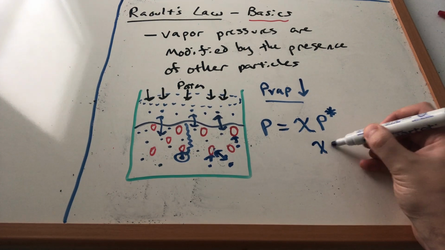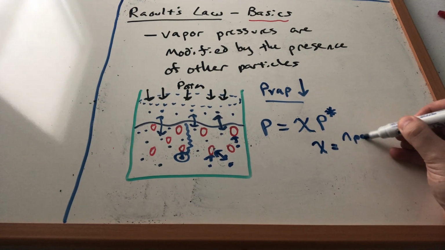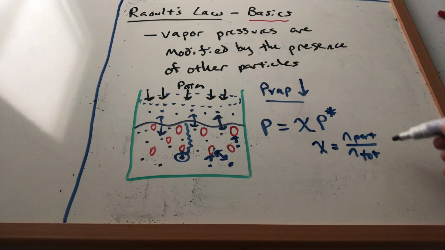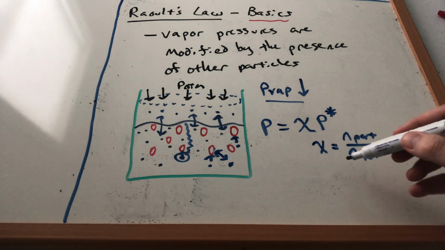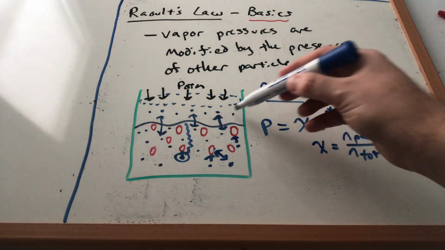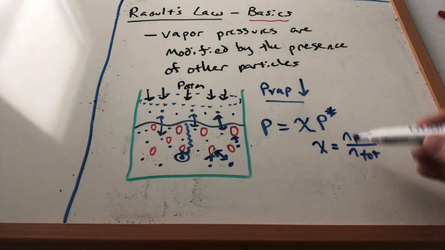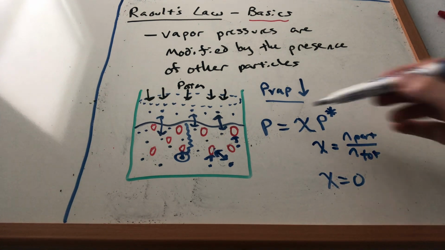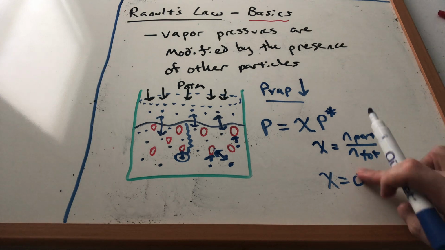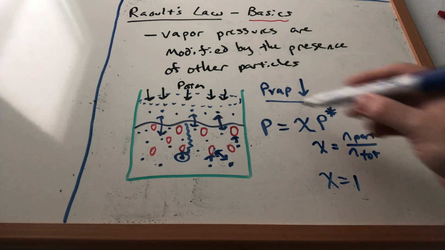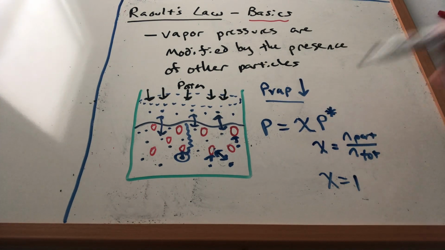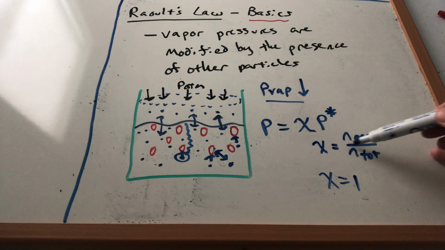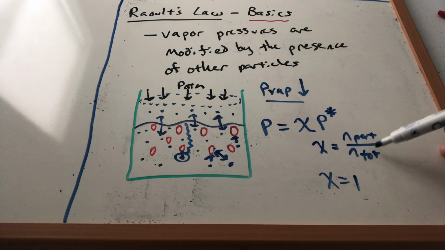Chi is mole fraction. It looks like moles of a part over the total moles, so it has a range. It could go from 0 to 1 essentially. If I'm looking at the vapor pressure of this blue thing, and chi is 0, there are no moles of it in there, so it doesn't have a vapor pressure. That makes sense. If chi is 1, then the vapor pressure you observe is the pure vapor pressure, which also makes sense because if chi is 1, then there's only one species in there.